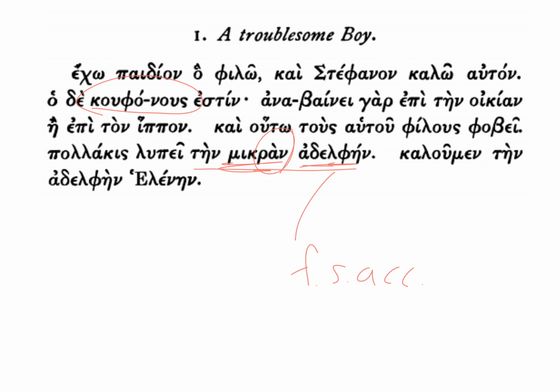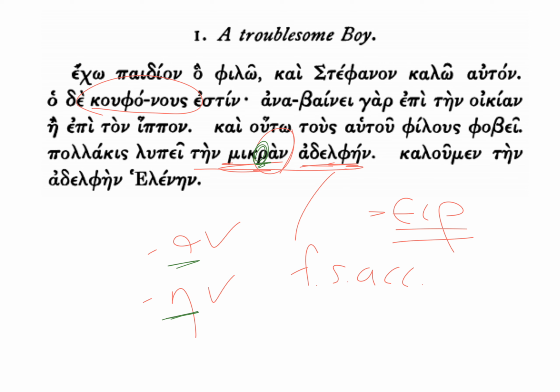And this ending, alpha nu, is also feminine singular accusative. So why alpha nu instead of eta nu of adelphēn? Well, the difference is that the stem of mikra ends in a rho. See, I've circled it here in green. When the stem of a noun ends in one of 3 letters, epsilon, iota, or rho, then the eta which we would expect becomes an alpha. Thus mikran.